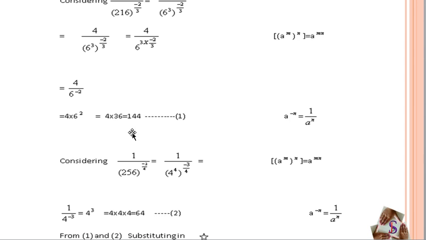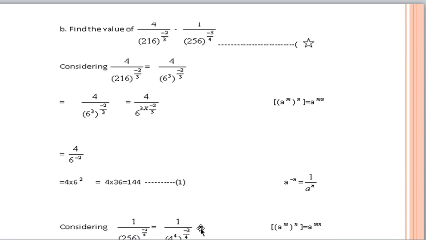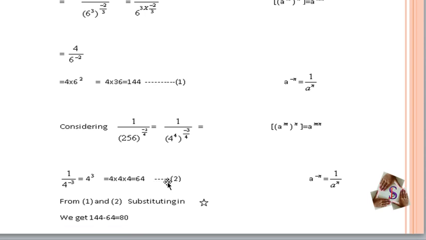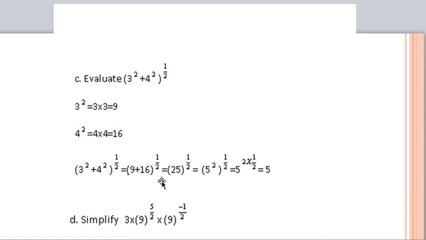So for the first term, we got 144, and from the second term we got 64. So if we substitute it back in our original equation, it will become 144 minus 64, that is nothing but 80.